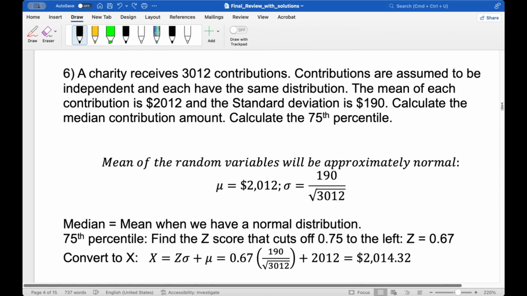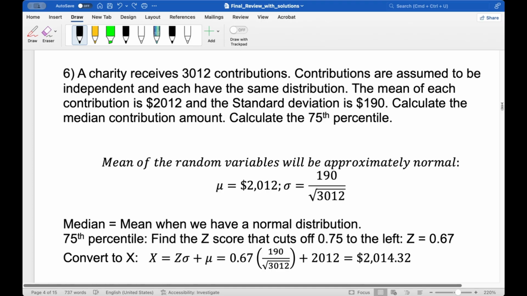All right, number 6. A charity receives 3,012 contributions. They're independent and each have the same distribution. The mean contribution value is 2,012. Standard deviation is 190. Calculate the median contribution amount and the 75th percentile.